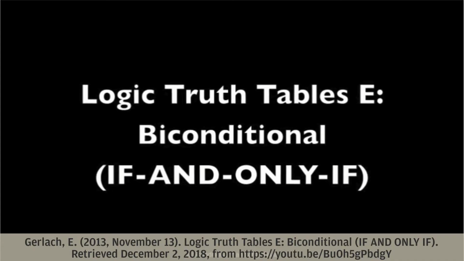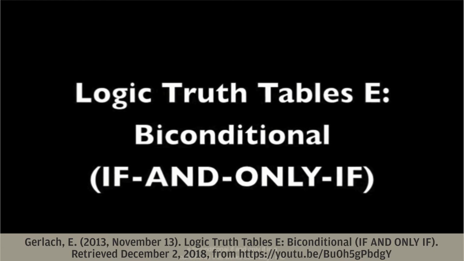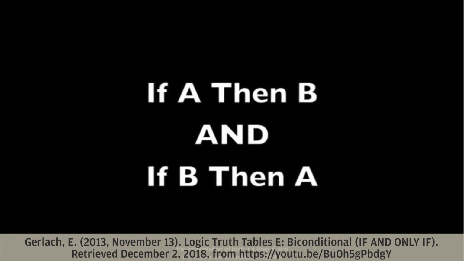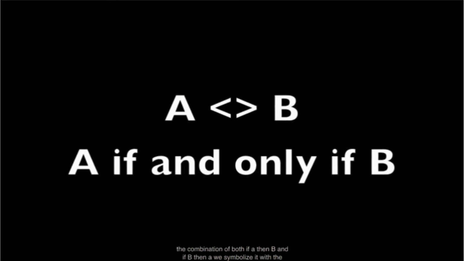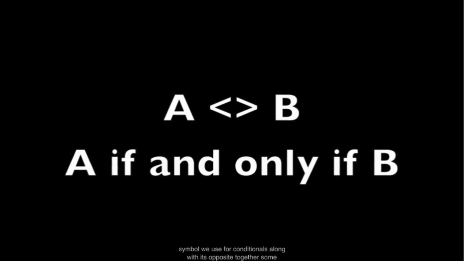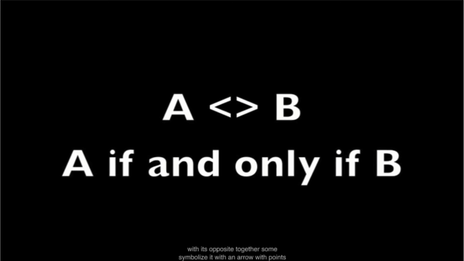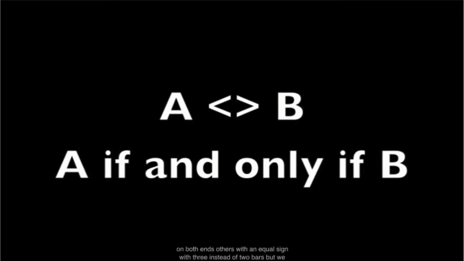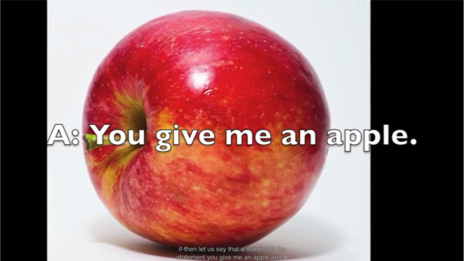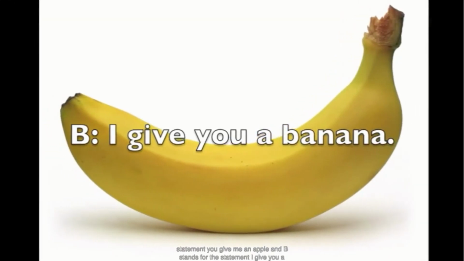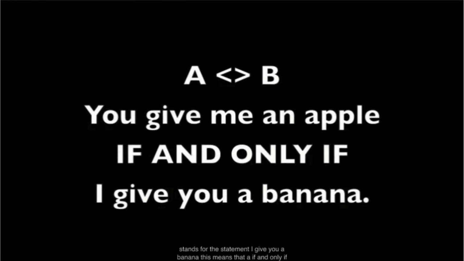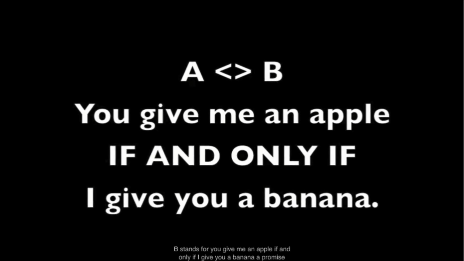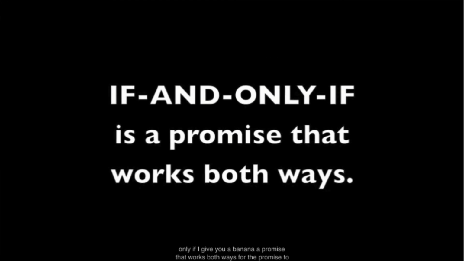A biconditional, if and only if, is a conditional that works both ways. It is the combination of both if A then B and if B then A. We symbolize it with the symbol we use for conditionals along with its opposite together. Some symbolize it with an arrow with points on both ends, others with an equal sign with 3 instead of 2 bars. Let us say that A stands for the statement, "you give me an apple," and B stands for the statement, "I give you a banana." This means that A if and only if B stands for, "you give me an apple if and only if I give you a banana," a promise that works both ways.